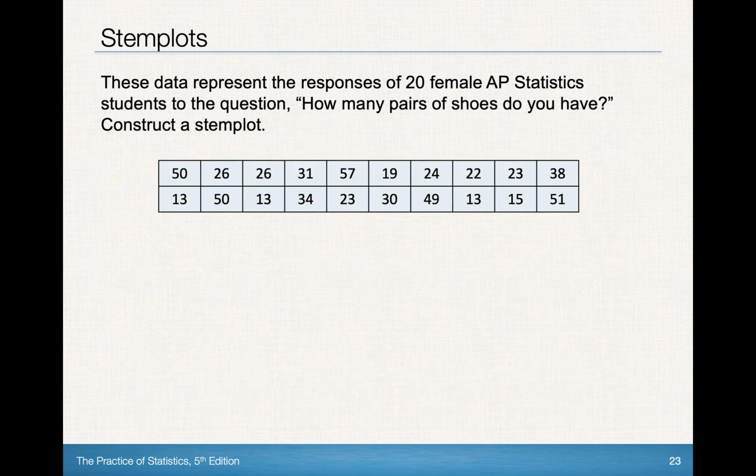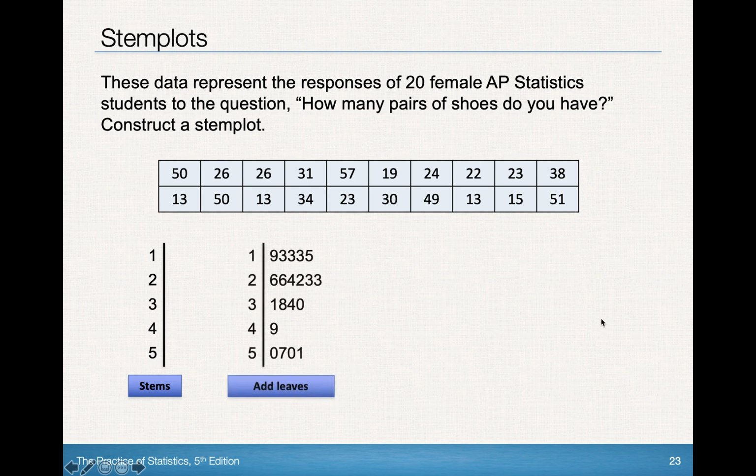Here is data that represents responses from 20 female AP Stat students. The question was, how many pairs of shoes do you have? And these are the answers we got from 20 female AP Stat students. Yes, 51 is a lot of shoes. But I want to take this and put it into a stem and leaf plot. So I'm going to make my stems 1 through 5. That's because my smallest number is 13, a 1 is in the 10s spot, and my largest number is 57, and a 5 is in the 10s spot. Therefore, these are all my 10s.